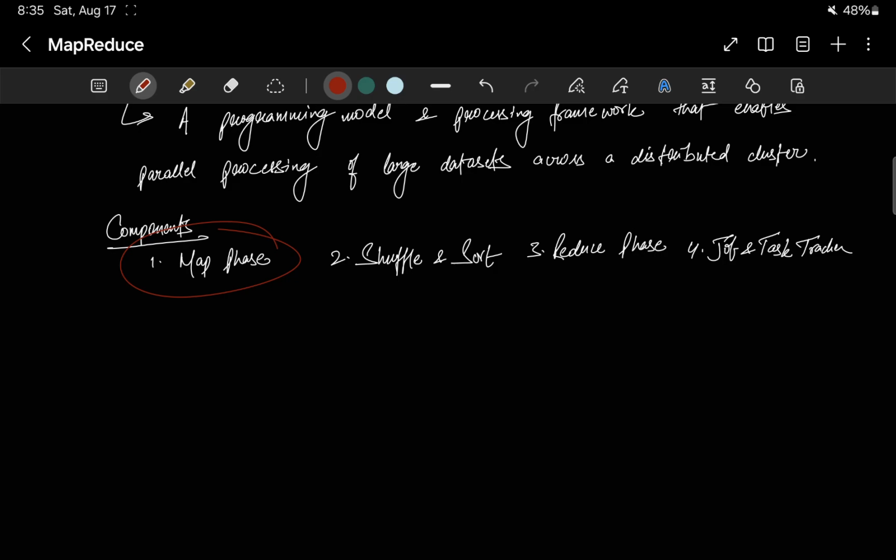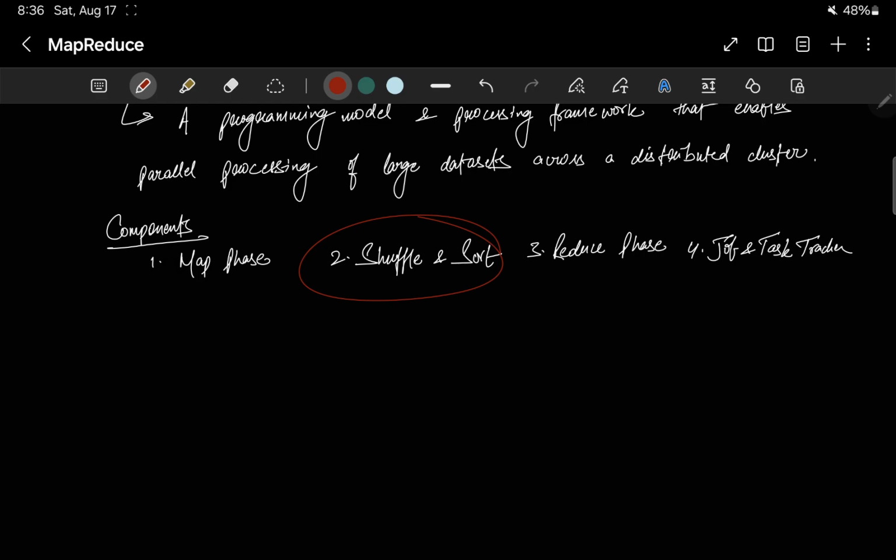The responsibilities of this map phase are first input splitting, which divides the input data into smaller chunks, called splits, to be processed in parallel, and a mapping function which executes a map function to process each split and generate intermediate key value pairs. For example, in a word count application, the map function processes text files emitting key value pairs where the key is a word and value is the count. Okay. Next, let's move to shuffle and sort.